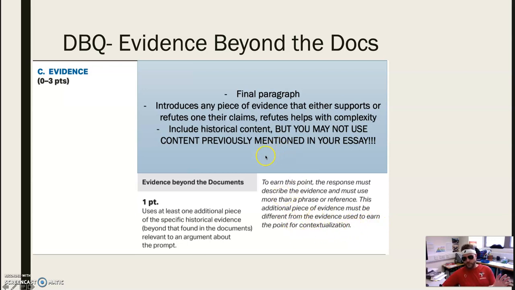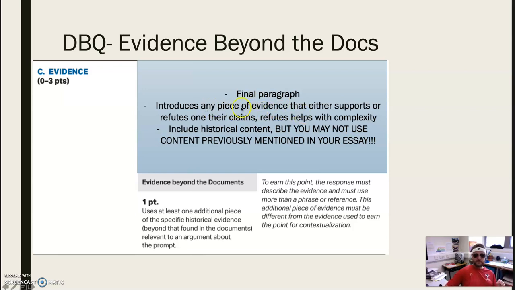So here's what's important with this, right? Any evidence needs to be relevant to the prompt. You can't just say, oh yeah, something else was happening in the world at this time. If it's irrelevant, it doesn't matter, right? It has to be relevant to the prompt. And also it cannot be part of your contextualization, right? It can't be something that you've used somewhere else in your essay. So it needs to be something on its own.